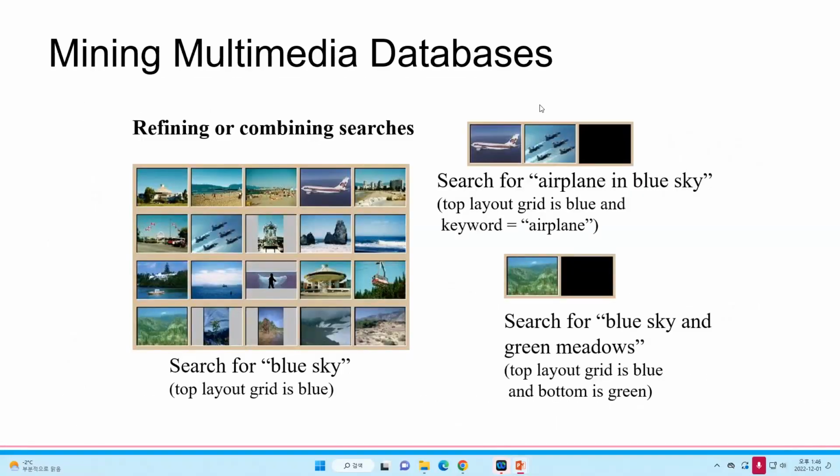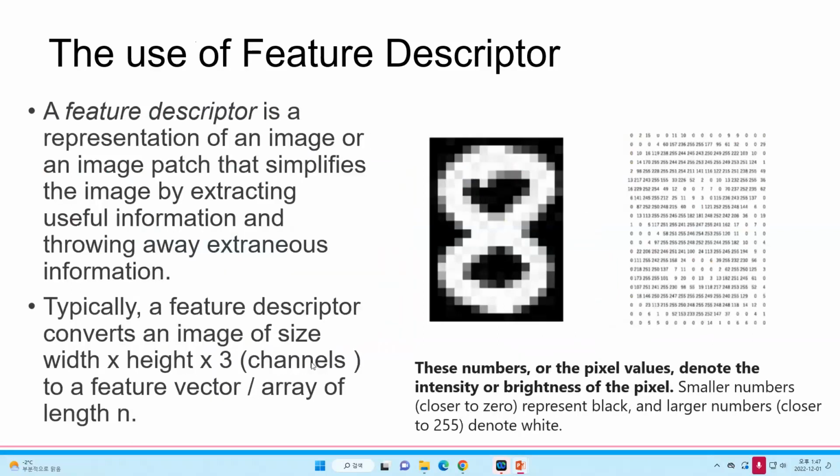So on Tuesday, we already learned about the multimedia database. You can try to extract some figures with some keywords like this one. So we are going to learn about the feature descriptor. What does it mean by feature descriptor? When we are dealing with an image, we need to have the feature descriptor. It is a representation of an image or an image patch.